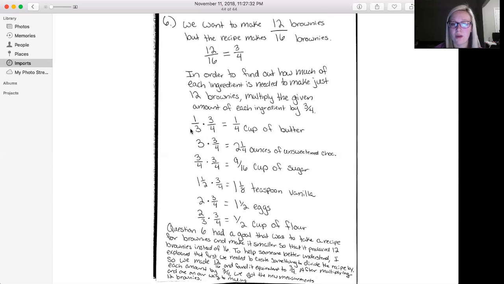And so we know that 1/3 times 3/4 equals 1/4 cup of butter. And 3 times 3/4 is equal to 2 1/4 ounces of unsweetened chocolate. And 3/4 of a cup of sugar times 3/4 is equal to 9/16 cup of sugar. And 1 1/2 times 3/4 is equal to 1 1/8 teaspoon of vanilla. And 2 times 3/4 is equal to 1 1/2 eggs. And 2/3 times 3/4 is equal to 1/2 of a cup of flour.